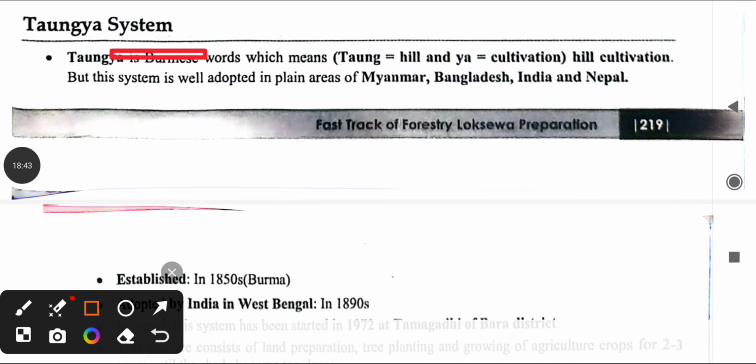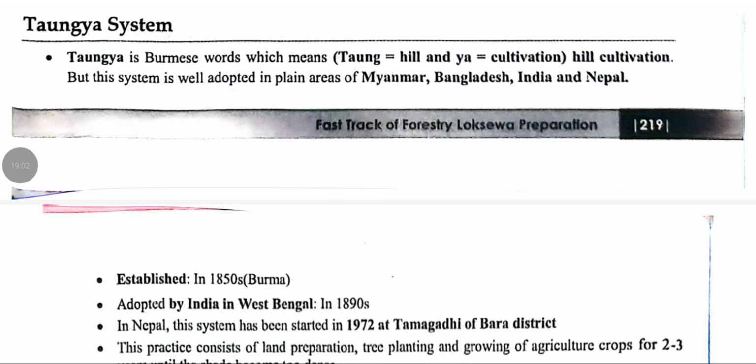Taungya is a Burmese word which means hill cultivation. The Taungya system is like hill cultivation in Burmese, but this system is well adopted in plain areas of Myanmar, Bangladesh, India and Nepal.